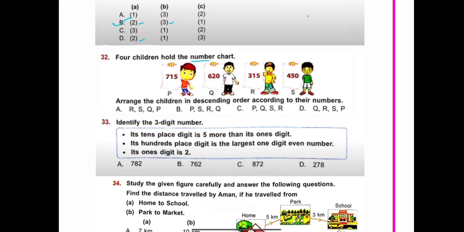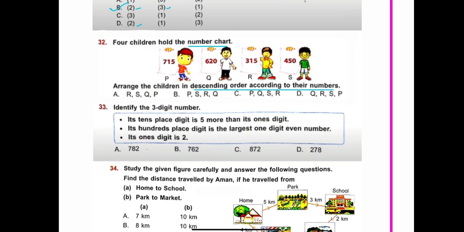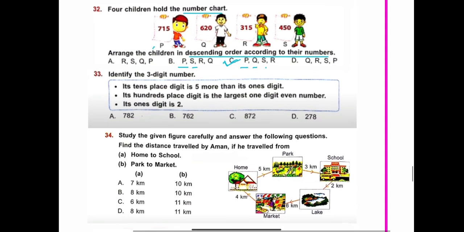Next question 32. 4 children hold the number chart. Okay, arrange the children in descending order according to their number. Descending means start from the highest one, and highest one is P, so start from P. So P starts here and here. After P, Q, so it is only in this Q, then S, then R, so option C is correct.